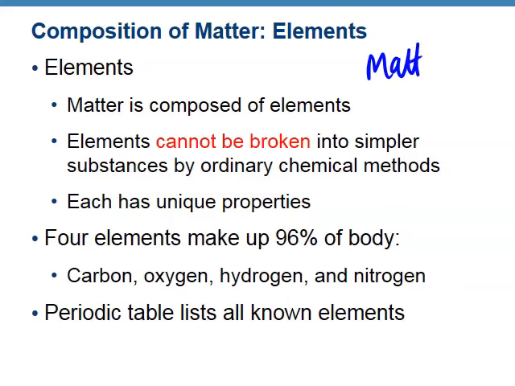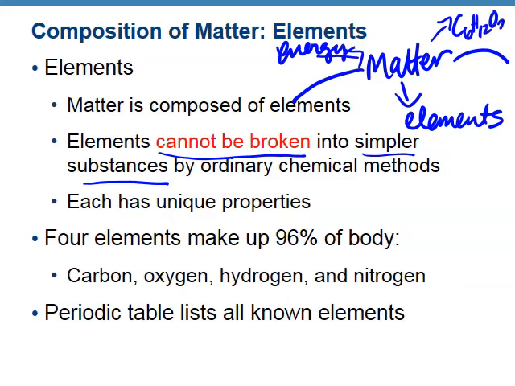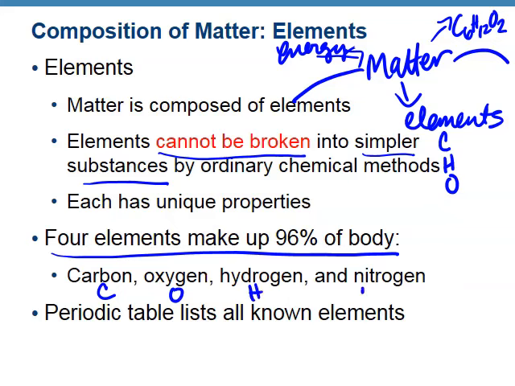So we looked at matter, and we looked at how we move the matter. If we want to get the matter to move, we have to use energy, different types of energy. Now we're going a little deeper into what is matter. Well, matter is made up of elements. Elements cannot be broken down into simpler substances. So let's say the example I gave you earlier, the elements that are in glucose are carbon, hydrogen, and oxygen. The four elements that make up 96% of the body are carbon, oxygen, hydrogen, and nitrogen.